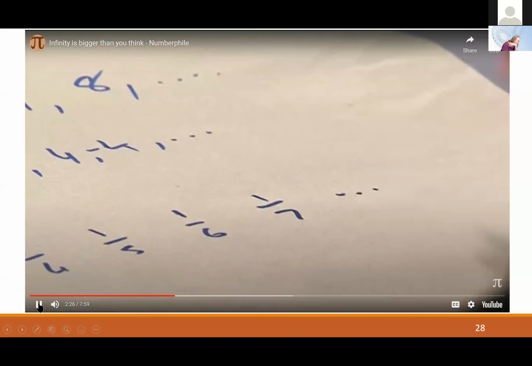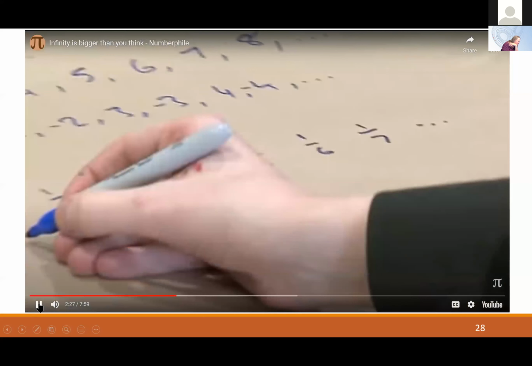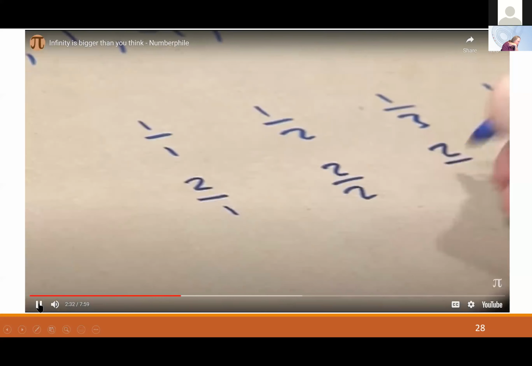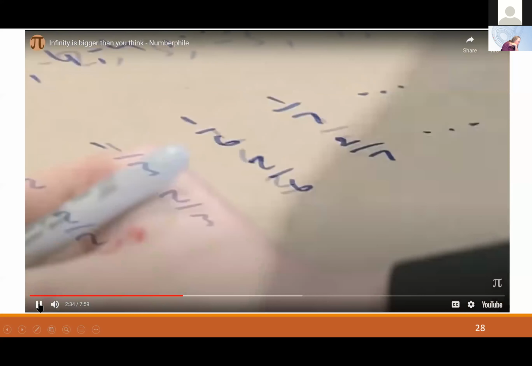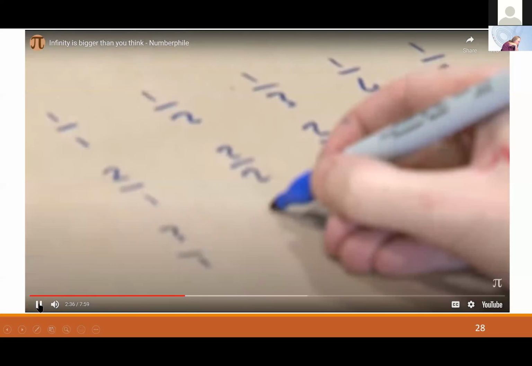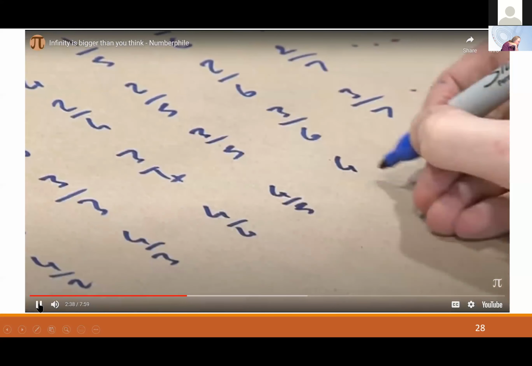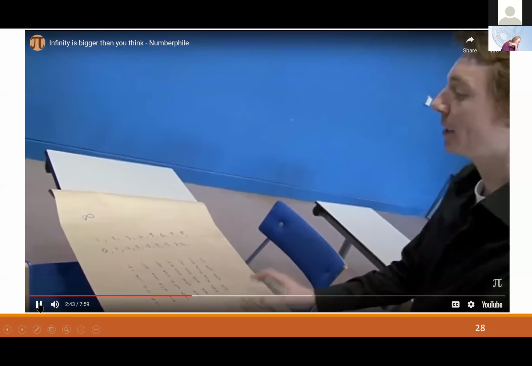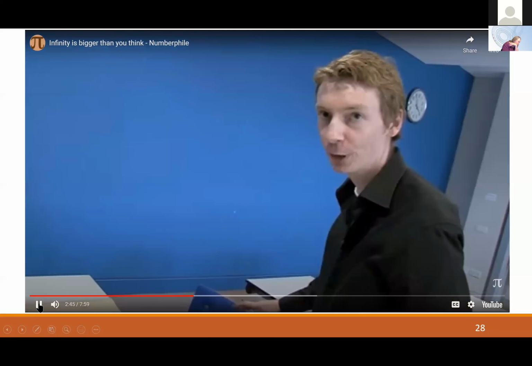Okay, that goes on. Let's do the next row and have 2 at the top: 2 over 1, 2 over 2, 2 over 3, 2 over 4. Let's do the next one: 3 over 1, 3 over 2, 3 over 3, 3 over 4. Now it goes on, and we can keep going. So here I've made some sort of infinite rectangle array of fractions.